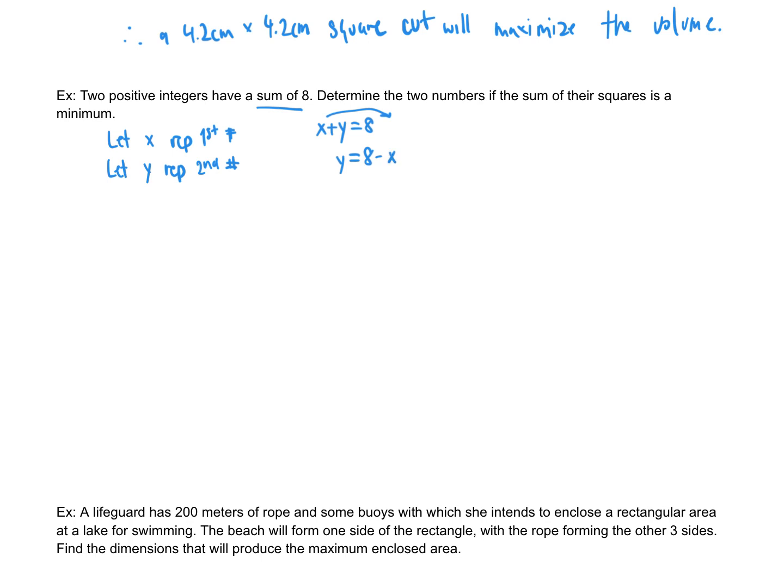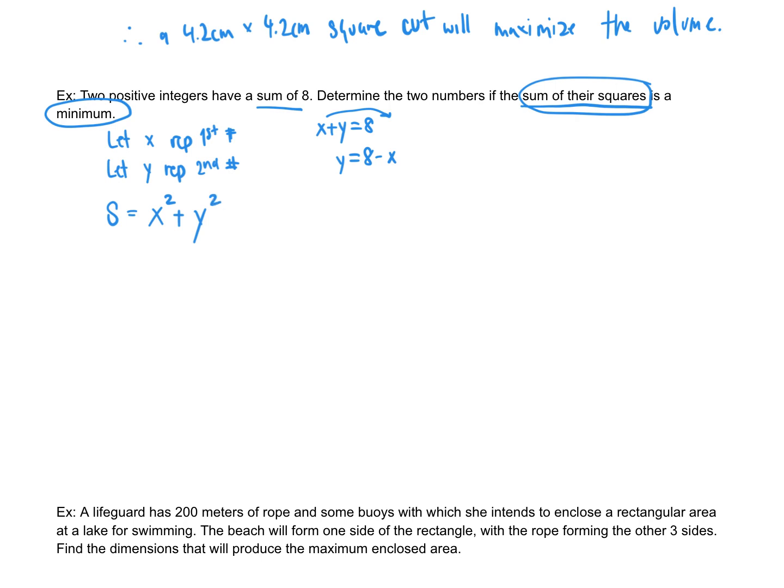Then it says to find the 2 numbers if the sum of their squares is a minimum. That's what we're trying to optimize here, the sum of the squares. So what does sum of the squares mean? So I'm just going to say S for sum of the squares. So here are my 2 numbers. I have to add, so sum, add their squares. So here it is, X squared plus Y squared.